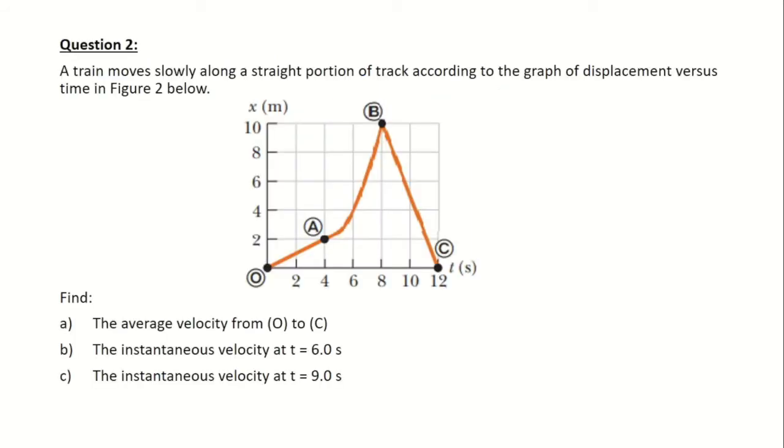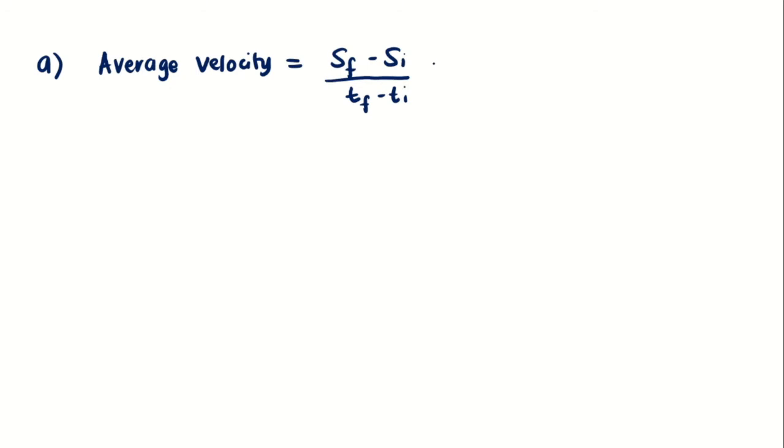Next, for the second question, we have an X versus T graph. The question asks us to find the average velocity from O to C point and to find the instantaneous velocity at t equal to 6 seconds and t equal to 9 seconds. To calculate the average velocity based on the graph, we need to see the final displacement and the initial displacement and the time interval between both points. So for average velocity, we get the value to be 0. This is because the final and the initial point are the same.